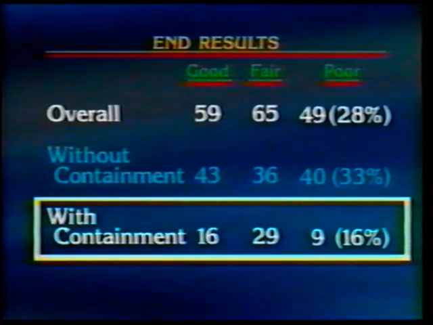Without containment, we ended up with 33% poor results, and by a containment program, even though the numbers were somewhat smaller, we're able to reduce the ones that ended up in the poor category by the method of Mose to 16%. It is true there's been some change between the good and the fair, but that's probably because of a more aggressive program with the containment group. But it does appear that containment is a definite consideration, especially in the early aspects of the treatment of Perthes, to try to prevent deformity.